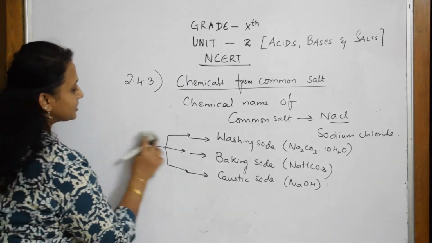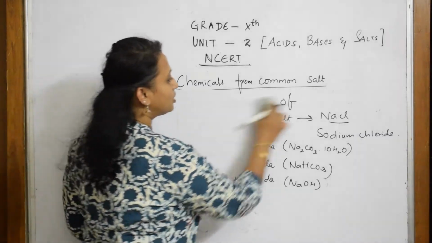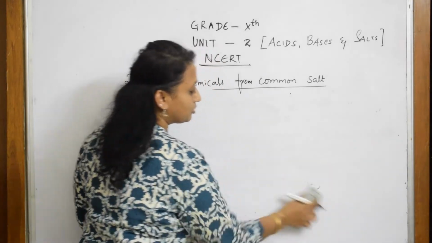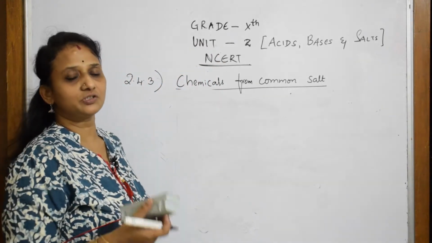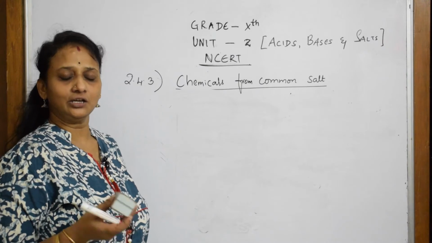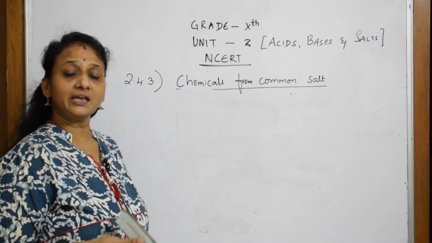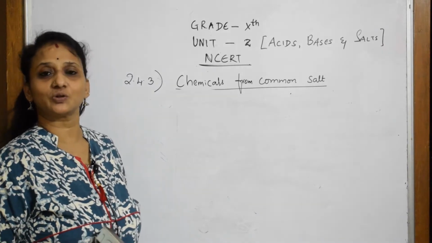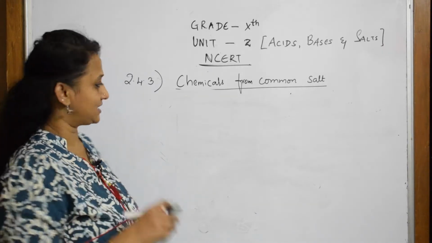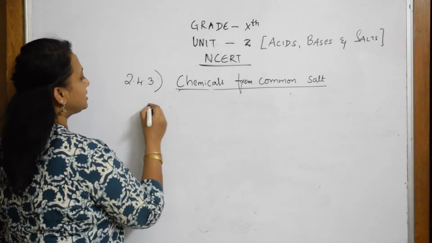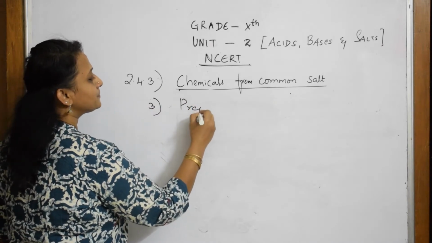Let us erase everything so you can note it in your book. So till now you know the formula. Somebody asks you, common salt formula is NaCl. You can say what chemicals are prepared. You say washing soda is prepared, baking soda is prepared and caustic soda is also prepared. Let us see. Now if I have to see the third part, that is preparation, right?